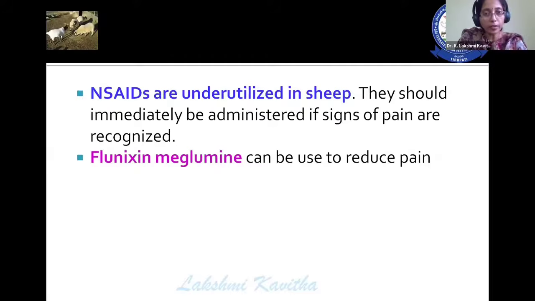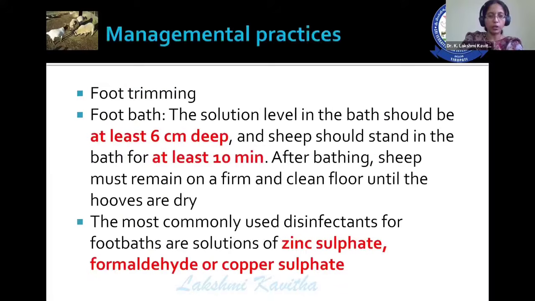Generally, use of NSAIDs is underutilized in case of sheep, but the animal is feeling a lot of pain because of the damage to the hoof, etc. In the majority of diseases, NSAID usage is very, very important to lessen the pain of the animal. Flunixin meglumine is the one which is helpful to reduce the pain at the dose rate of 1.1 milligrams per kg body weight. And the managemental practices.